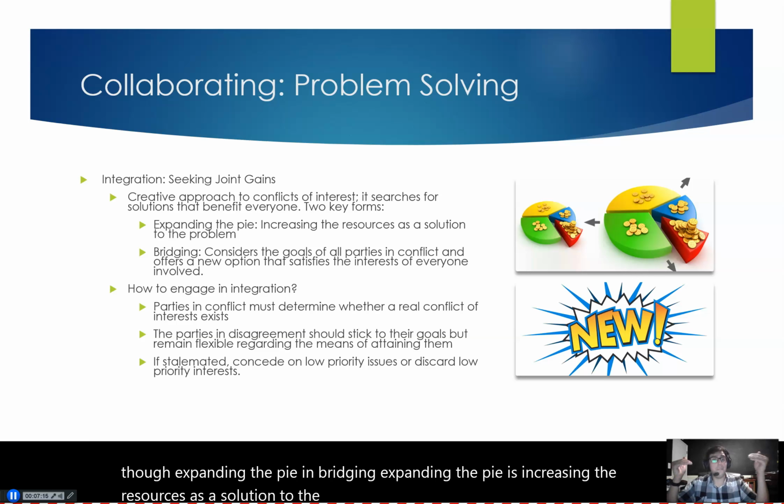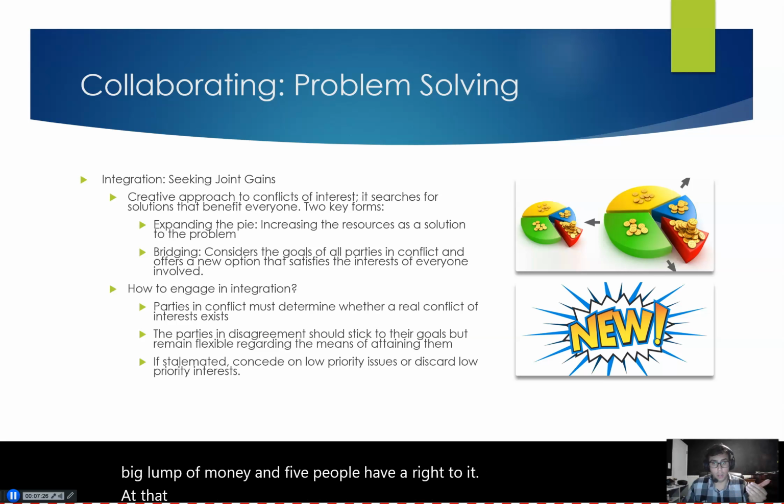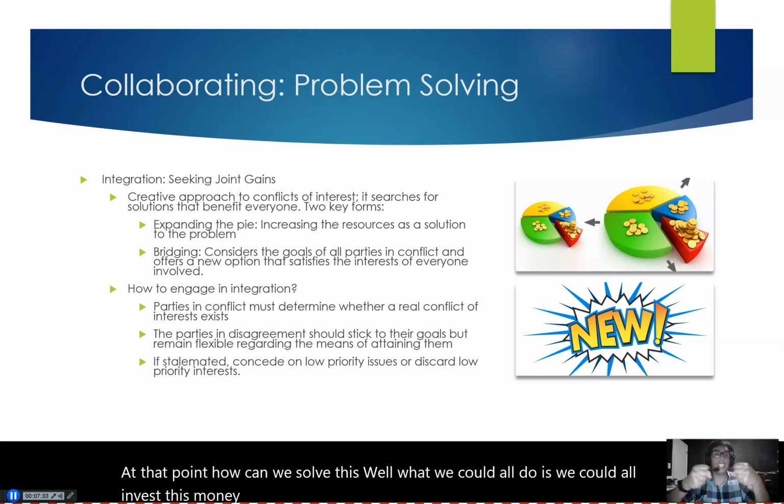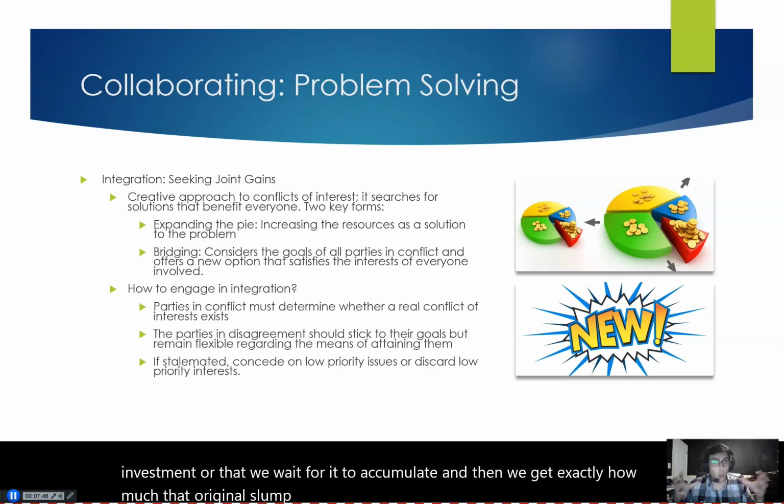For example, let's say that there's a big lump of money and 5 people have a right to it. How can we solve this? Well, we could all invest this money into something and gain from that large investment. Or we wait for it to accumulate and then we get exactly how much that original lump sum was. We all get exactly what we want through an integrated means.